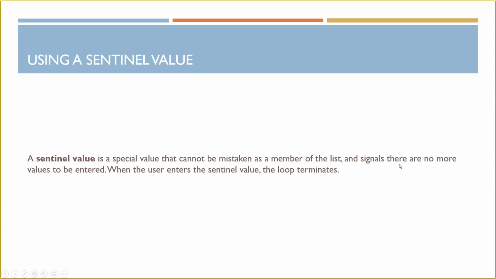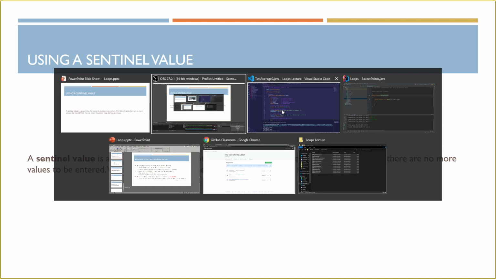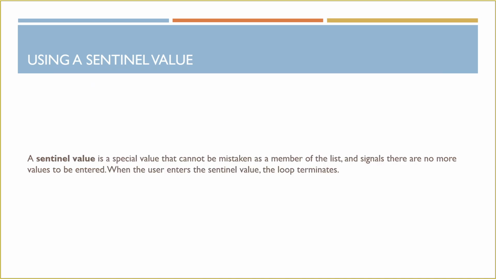Let's talk about a Sentinel value, which is just a term for a special value that cannot be mistaken as a member of the list. And the Sentinel value will signal that there is no more values to be entered. When the user enters the Sentinel value, the loop will terminate. So I've got an example of a Sentinel value that we can talk about.